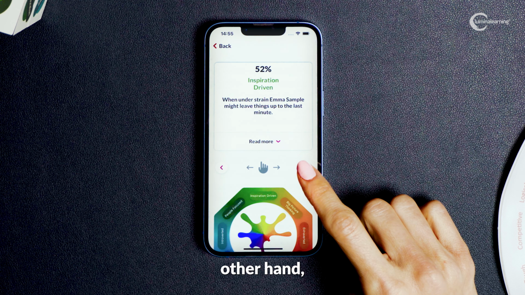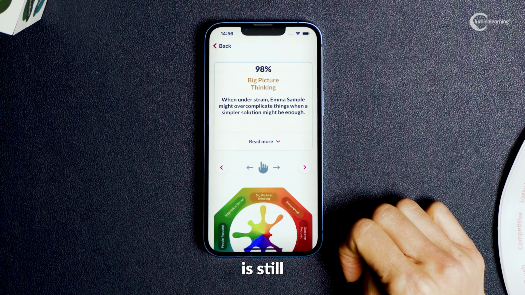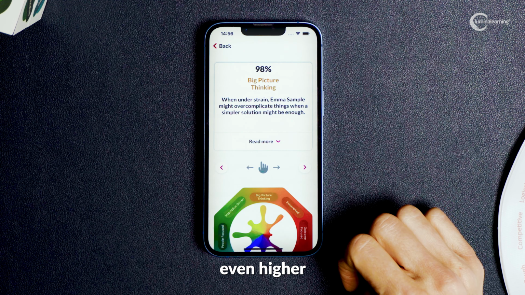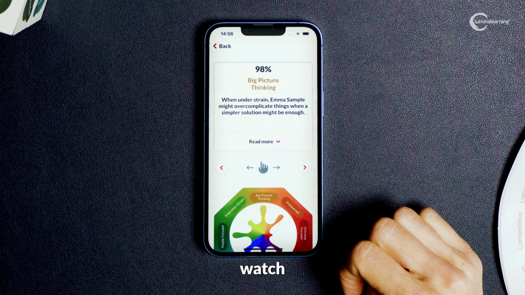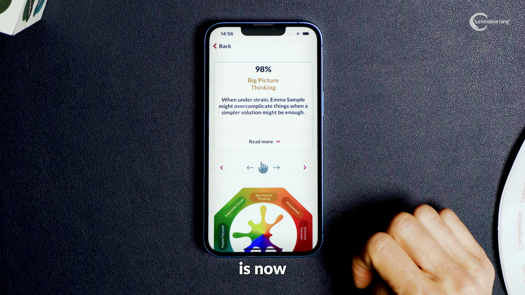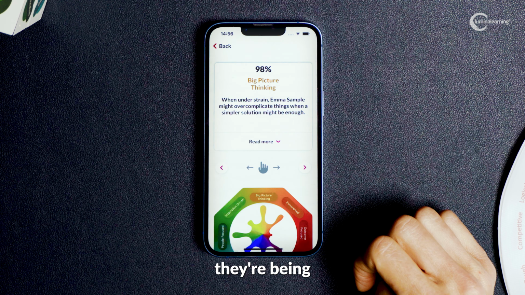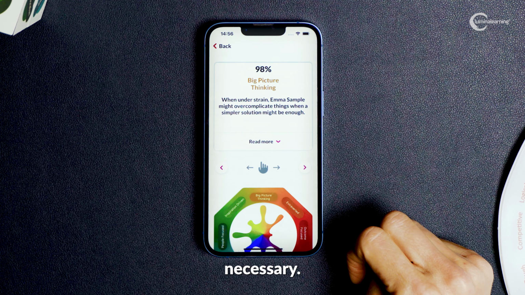On the other hand, that big picture thinking ability that they had is still high at 98%, perhaps even higher than it was in the other personas. And so that's maybe something that they have to watch out for. Maybe that ability to use that abstract thinking is now taking them into a place where they're being a little bit unrealistic or trying to push for change that's not necessary.